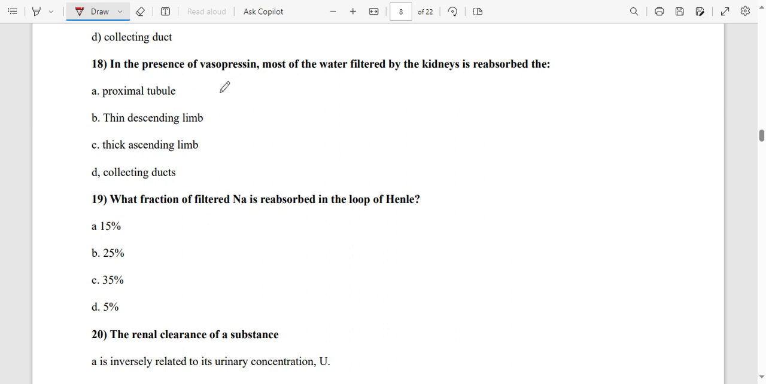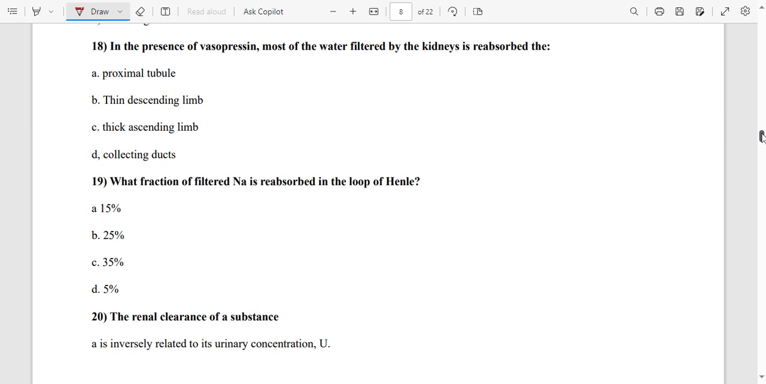In the presence of vasopressin, most of the water filtered by the kidney is reabsorbed in the. Where do we reabsorb water when you have got vasopressin? Vasopressin is also known as ADH, antidiuretic hormone. Proximal tubules, thin descending limb, thick descending limb, collecting duct. Which one do you pick?